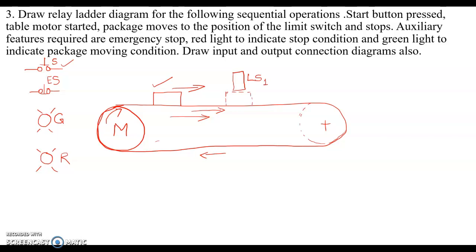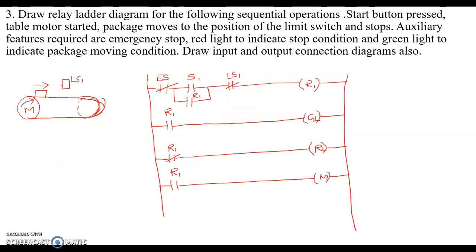Then we are employing an emergency switch to stop the system as and when required. Then there is a green light to indicate the package moving condition, that is the running condition of the motor, and a red light is also employed for indicating the stop condition of the motor and the stop condition of the package. So the required ladder logic program can be drawn like this.